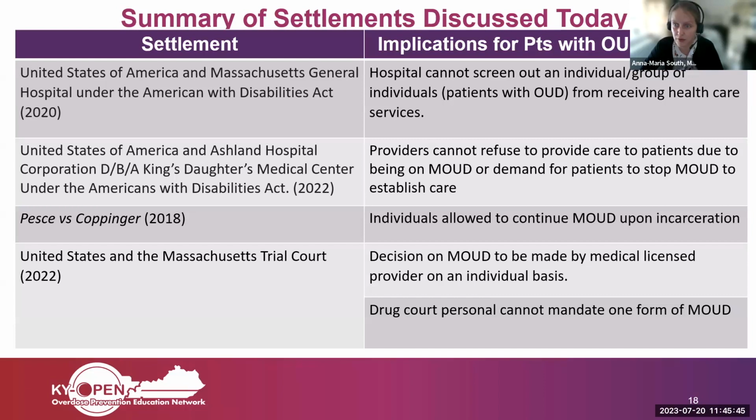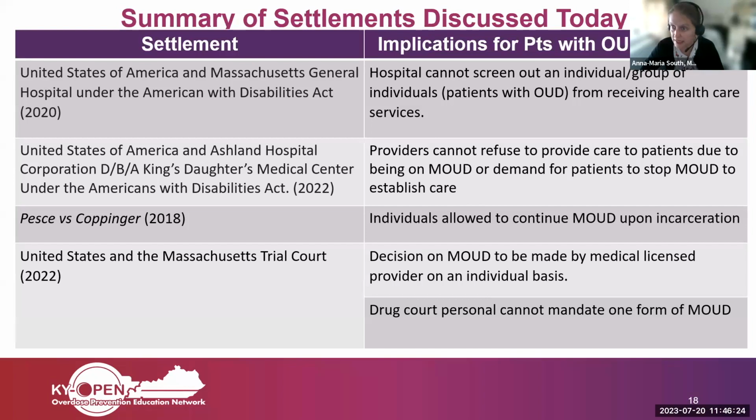So the first case where the ADA was enforced because somebody was being discriminated against for being on buprenorphine was a case in Massachusetts where a patient was denied evaluation for a life-saving lung transplant and then had to move to a different state to be evaluated there. And that case was settled by saying that the hospital cannot screen out an individual or group of individuals, which in this case was patients with opioid use disorder, from receiving healthcare services as a blanket policy. So the hospital is obligated to perform an individualized medical assessment for this patient.